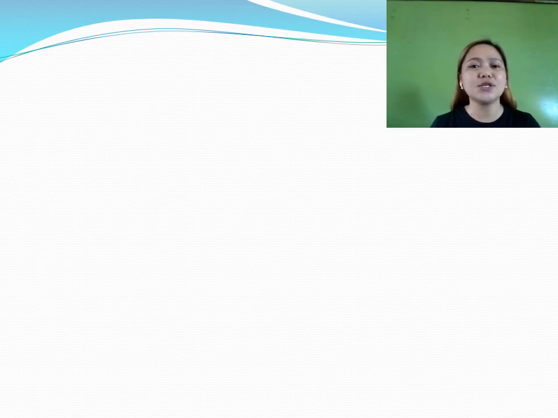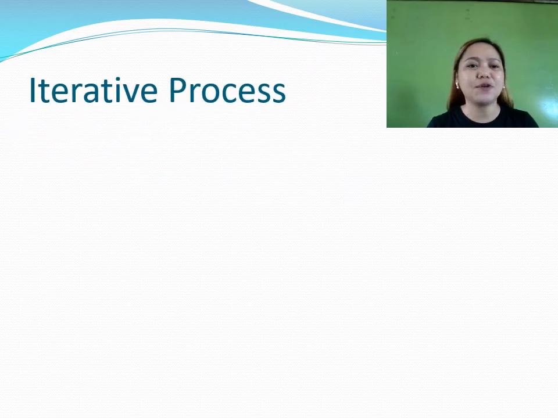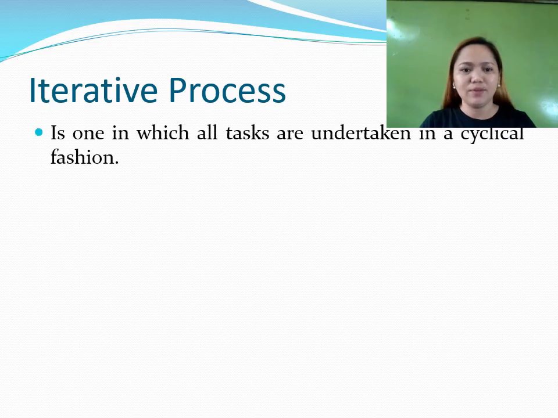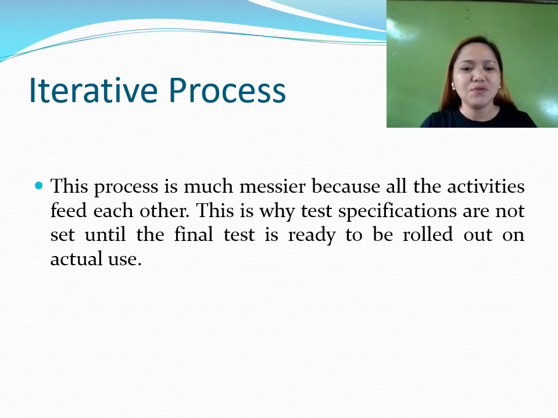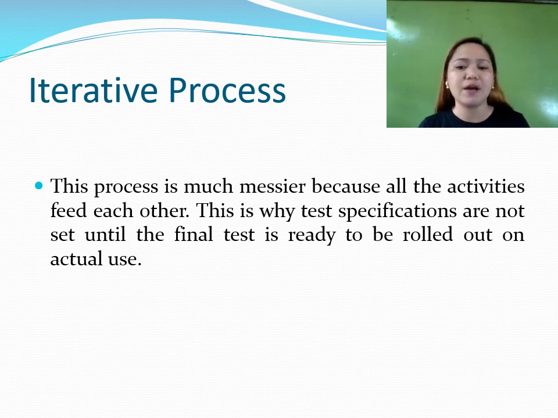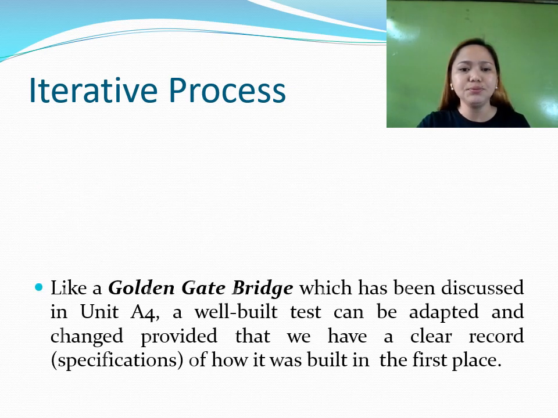First, let's discuss what is an iterative process. An iterative process is one in which all tasks are undertaken in a cyclical fashion. This process is much messier because all the activities feed each other. This is why test specifications are not set until the final test is ready to be rolled out for actual use.